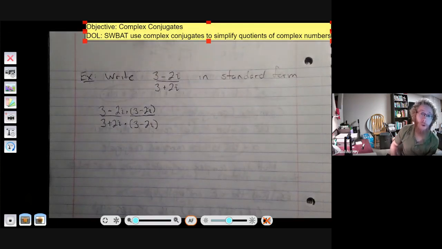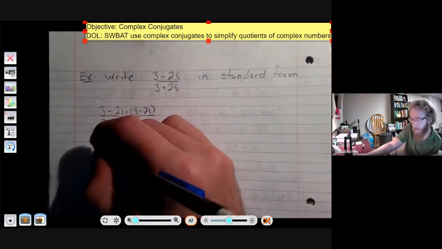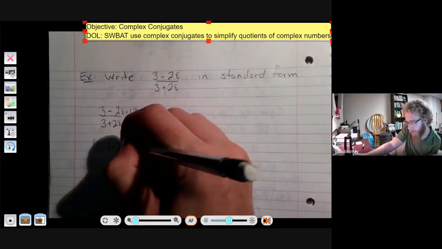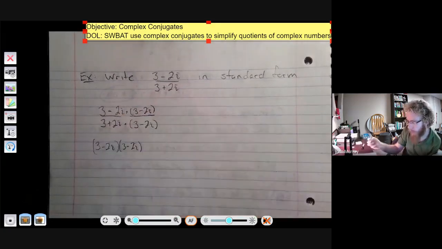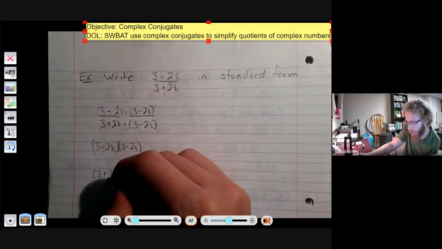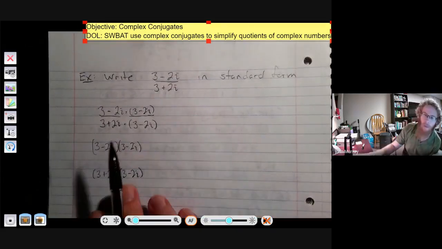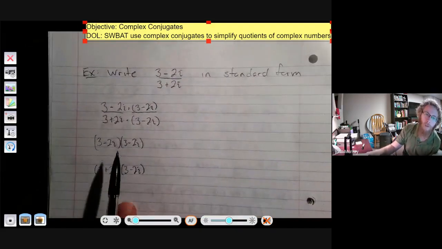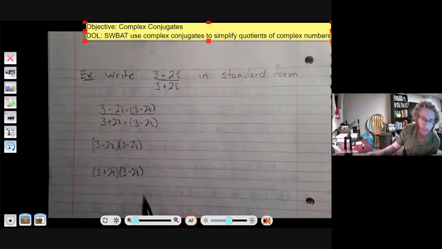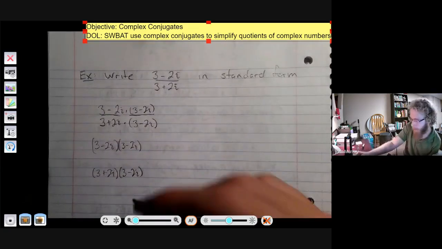All right, so your next step is you're going to FOIL these separately. So I'm going to separate them down here. So here we have 3 minus 2i times 3 minus 2i. And then we'll do 3 plus 2i, 3 minus 2i. So in reality, this is where most of your work's coming in, when you have to FOIL the top and FOIL the bottom. All I did was separate them so we can work on them separately.